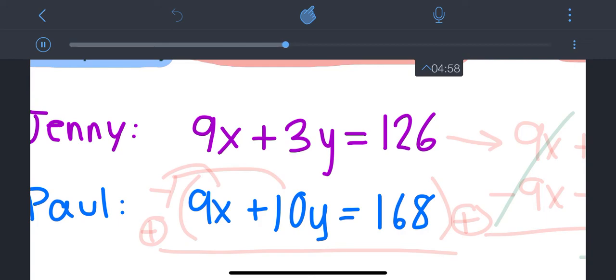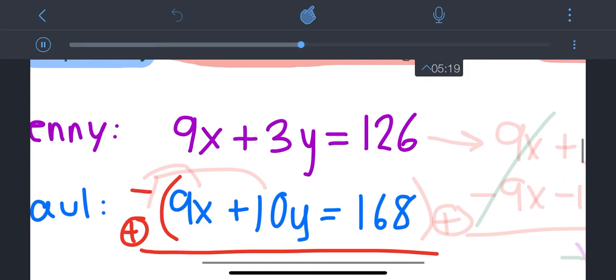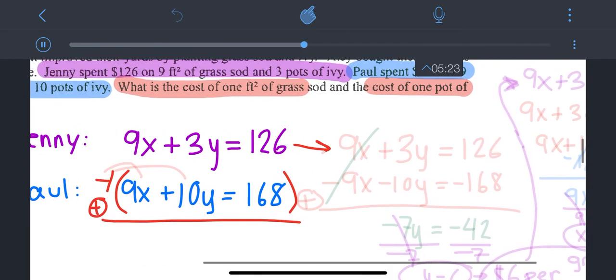So if we tried to add these the way they are, nothing's going to cancel. So we need to do something to one of these equations. I am going to suggest that we multiply one of them by -1 so that one of these 9's is negative and will cancel with the other one. So let's multiply, I don't know, it doesn't matter, the bottom equation by -1.